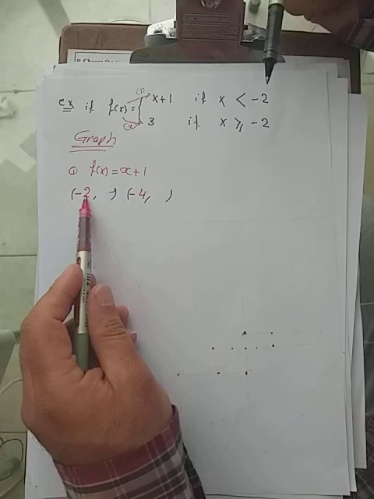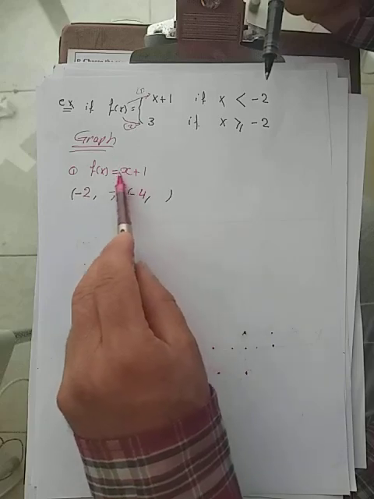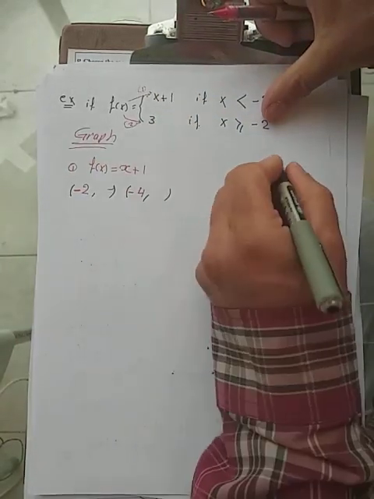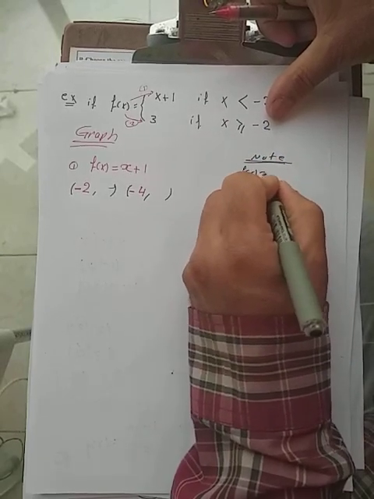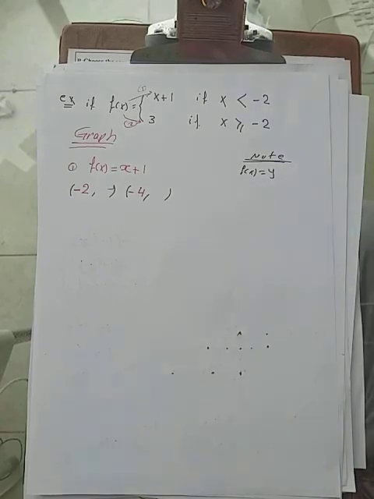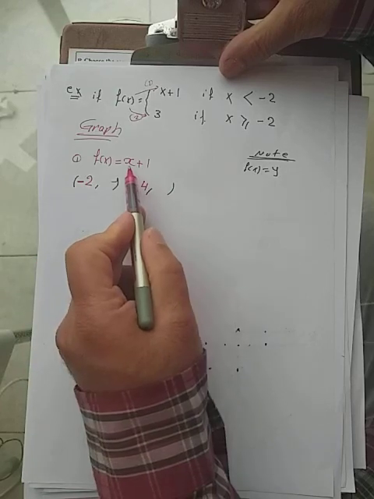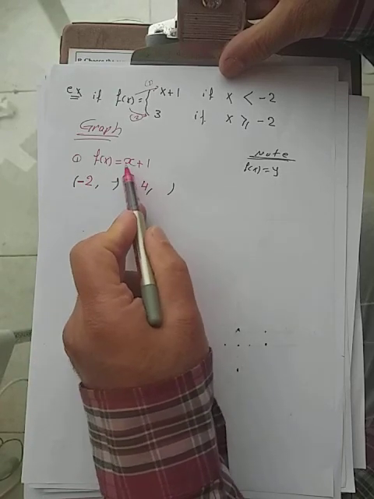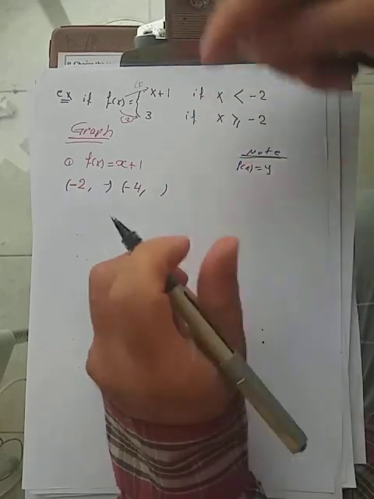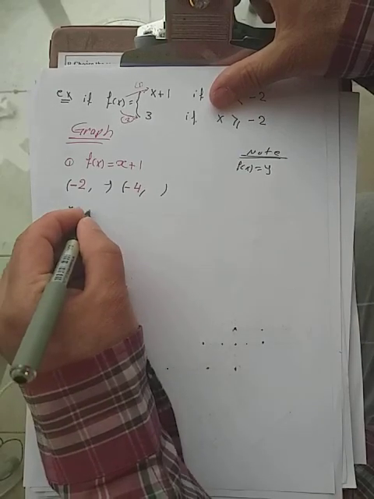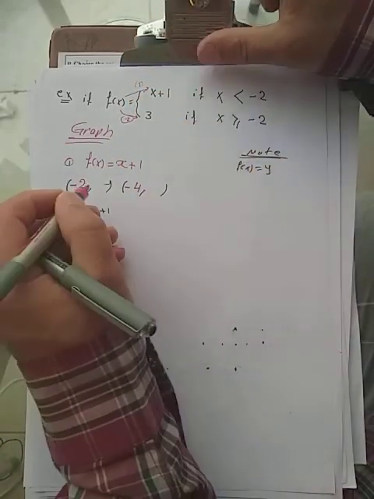If x is equal to minus 2, then y is equal to what? This is y. As you know, f of x means y. Now replace x with minus 2. You get minus 2 plus 1, which is minus 1. We write minus 1.